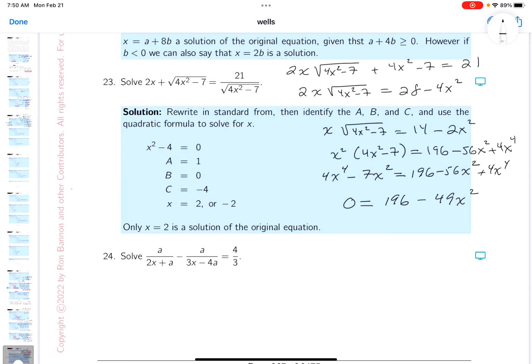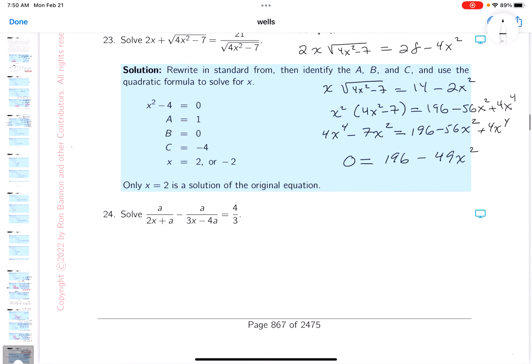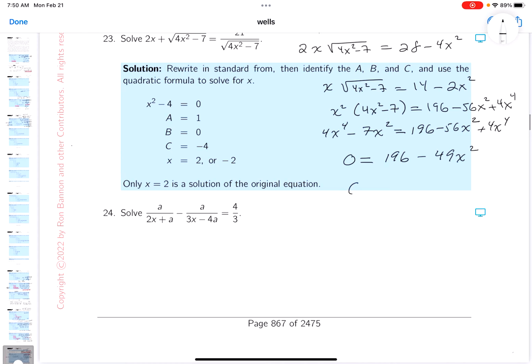All right, I'm looking at that, and it looks like both sides are divisible by 49. And what are you going to get? 0 equals, 49 goes into 196 4 times. That's, let's see, 160 and 196, minus x squared. So now I get something pretty simple. And I know just by looking at it, without going to a quadratic formula, that x equals plus or minus 2.